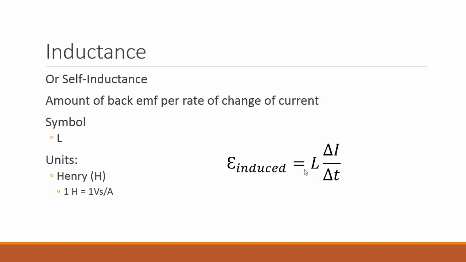And what it measures is the amount of back EMF you produce per rate of change of current. So if you're changing the current in your circuit by, say, 1 amp every second, you're going to produce some amount of EMF. And how many volts of EMF you produce for every 1 amp per second of change is your inductance. The symbol it has is a capital L.